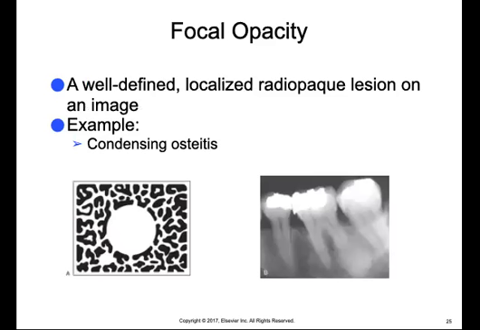The term focal opacity refers to a well-defined or localized radiopaque lesion on the dental image. Condensing osteitis, for example, is an example of a radiopaque lesion that can be described as focal opacity. So they're talking about a pattern that would look like this on an x-ray. And here on the right, we can see what that looks like. It just looks like a blob of white.